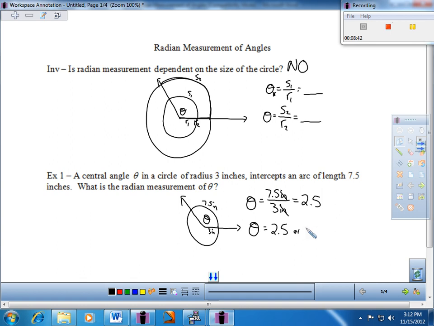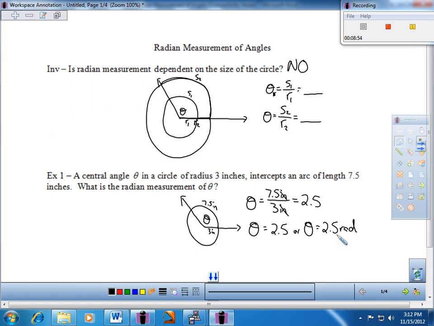You could put a little rad here if you want. Sometimes people put a little RAD on the back here, just more as a placeholder, just for emphasis, 2.5 radians there. But either one, theoretically, is correct. So pick your poison, so to speak. Okay, so example 1, S over R, everybody.